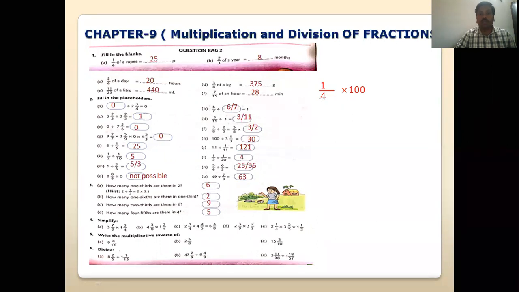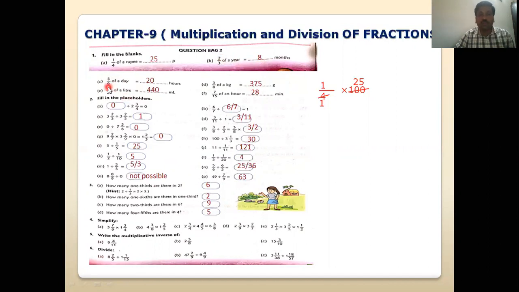Now here we see 4 ones are 4, and when we multiply this, we get the 25. Okay. Now here is 4 ones are 4, 4 twos are 8, and 4 fives are 20. So in this way we get 25 paise. Okay. Now in the same way, here is another question, but here is the year and the month. You know very well how many months in 1 year? Yes, 12. And when we multiply this 2 by 3 into 12, we get 8 months.